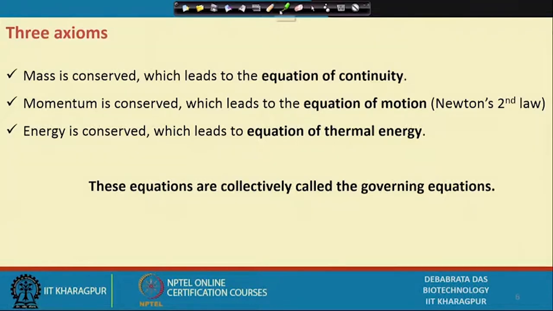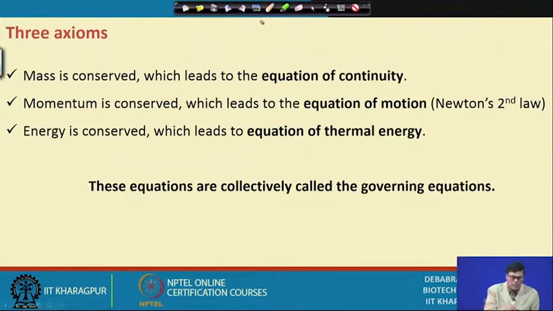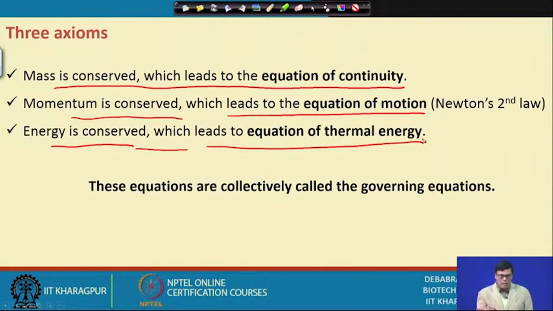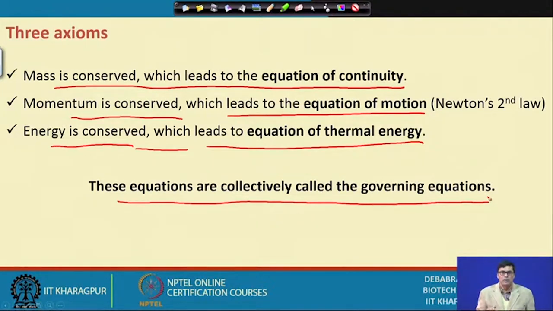Now, three axioms are there. Mass is conserved, which leads to the equation of continuity. Momentum is conserved, which leads to the equation of motion, and energy is conserved, which leads to the equation of thermal energy. So these three equations are collectively called governing equations. On the basis of mass conservation, momentum conservation and energy conservation, we can try to solve this.